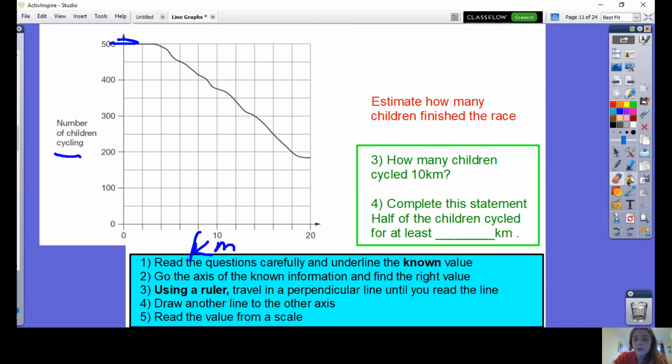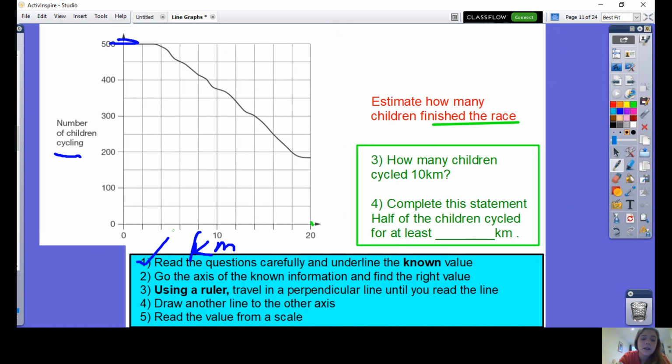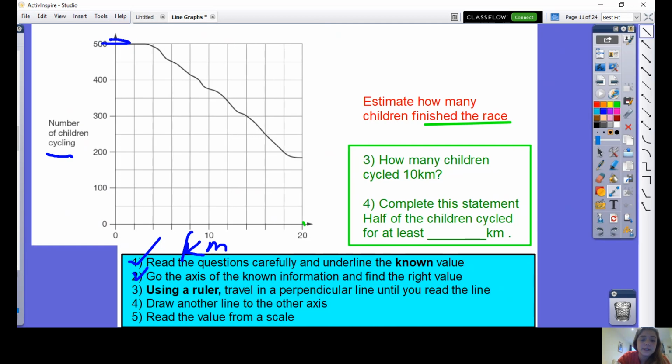My first question that I'm going to model to you then is estimate how many children finished the race. The value I know here is finish the race. It was a 20-kilometre cycle, so I know finishing the race is 20 kilometres. From my known value, so I've gone through step one, I've underlined the known value, and now I'm going to the x-axis. Finishing the race is 20 kilometres. Step 3, using a ruler, travel in a perpendicular line. Here I go. Step 4, draw a line to the other axis. Okay, I'm going out straight in a right angle to about here.